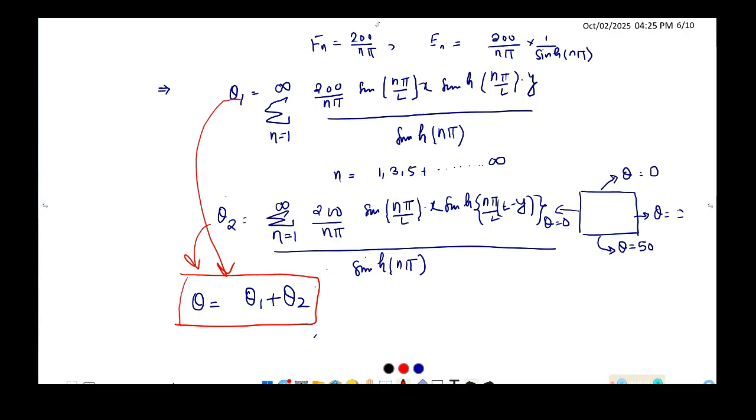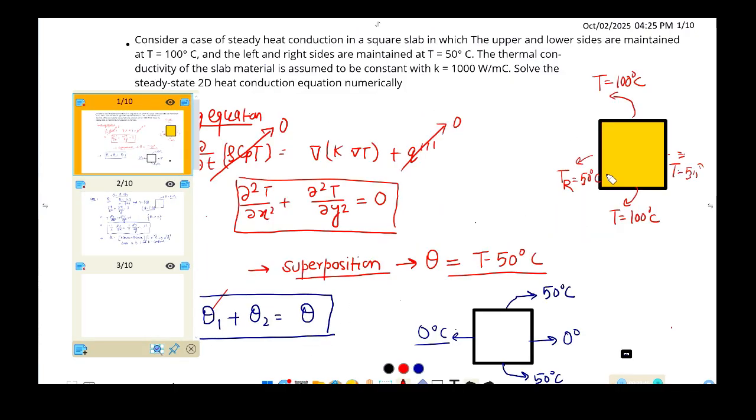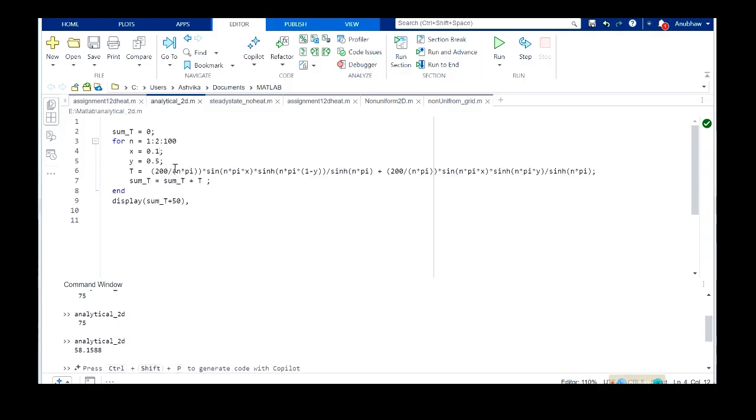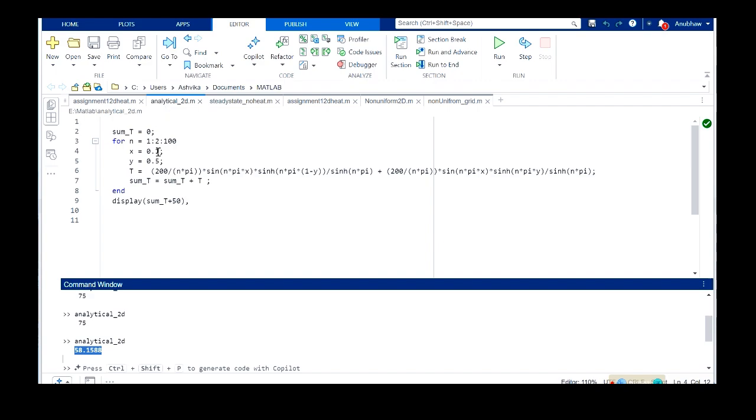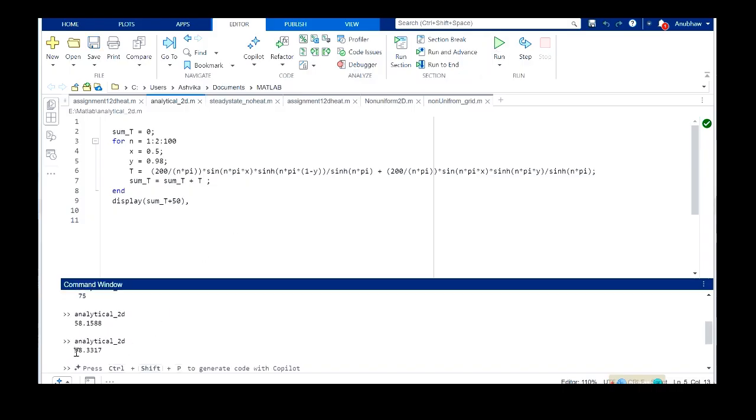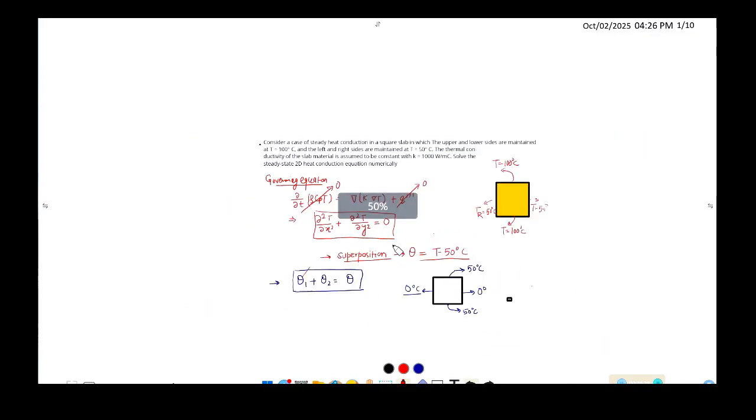We can visualize this from here. So this is the left edge, which is at 50 degrees centigrade, and the top is at 100. Now I have determined the value at x equals 0.1, and the value is coming as 58. Now if I take x equals 0.5 and y equals 0.98, that is near the top edge, I am getting the value as 98.33, which is very close to 100. So it means that the analytical solution that we have derived is exact and correct.